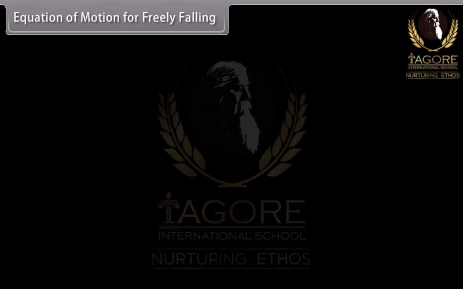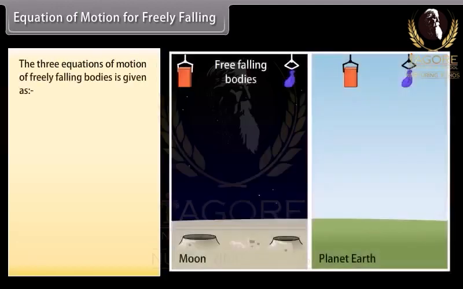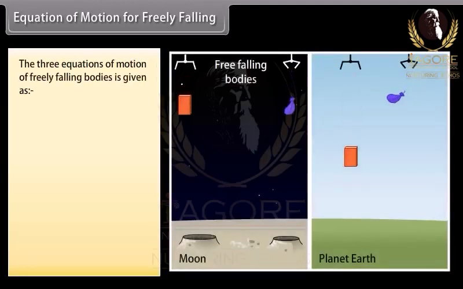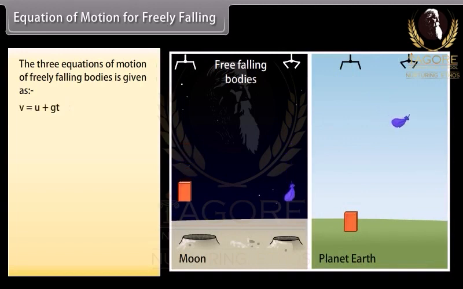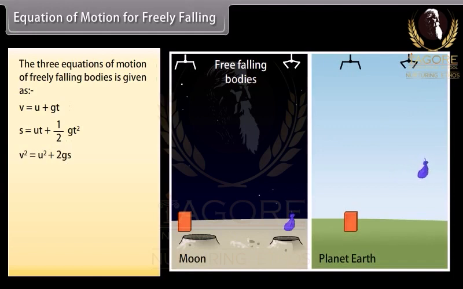Equation of motion for freely falling bodies. The three equations of motion of freely falling bodies are given as V = U + GT, S = UT + 1/2 GT², V² = U² + 2GS.